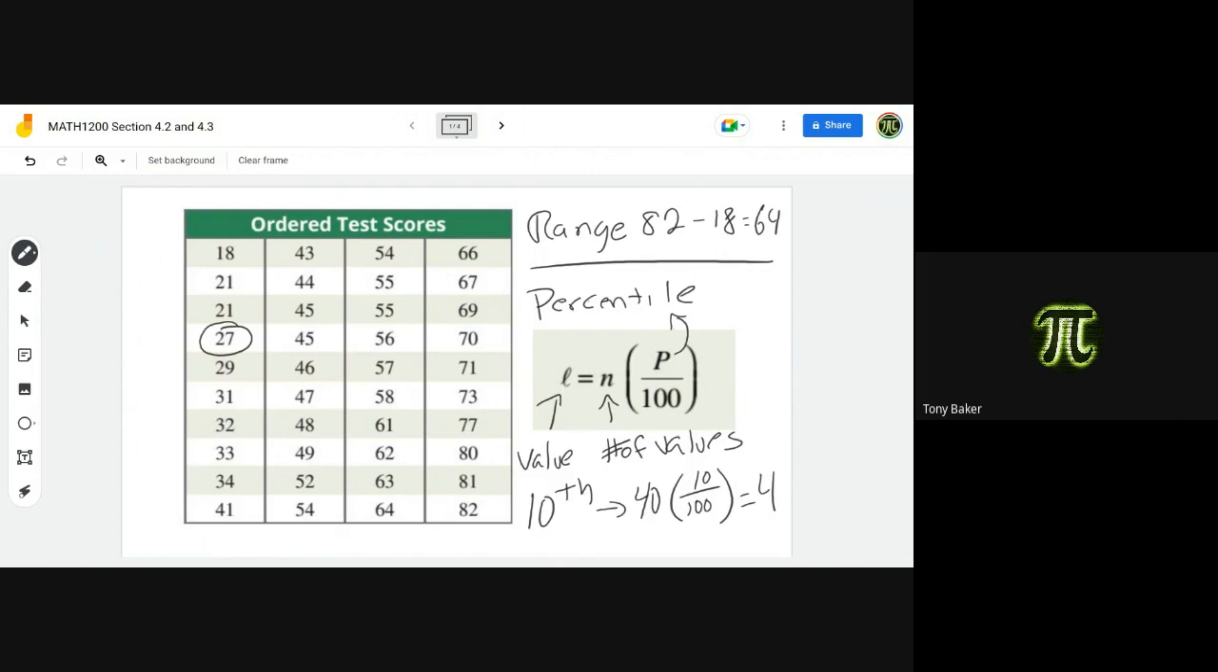Oh, I lied. This book does it differently. If it comes out to be an integer, like 4, you have to look at the 4th and 5th numbers. What's the middle of those two numbers? 28. Exactly. This one's exactly 28 because you add them, it's right in the middle. So my 10th percentile is 28.